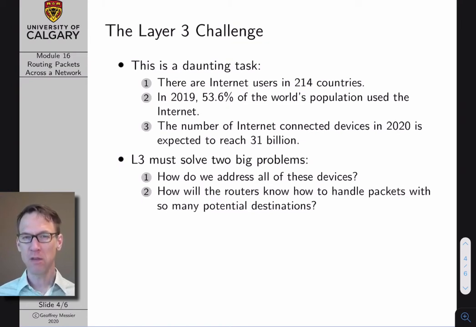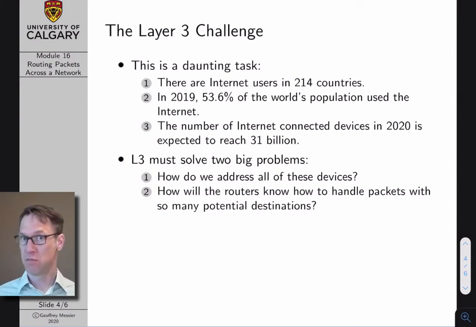And there are basically going to be two main problems that we're going to discuss. Number one, how do we address all of these devices? And obviously, we have numbers big enough for 31 billion, so we could just make really long integers and give everybody a different unique integer address. But it's going to be a little more nuanced than that, because addressing, as it turns out, is going to be very related to how we practically enable routers to deal with all of these possible destinations. And that leads us to the second challenge or problem. How will the routers know how to handle packets with so many potential destinations?